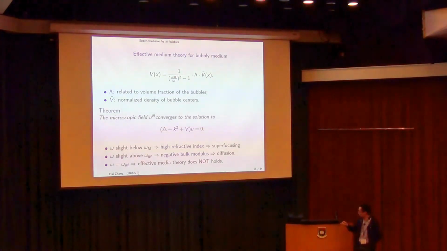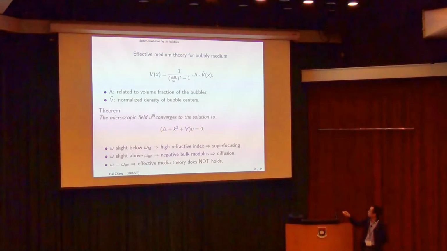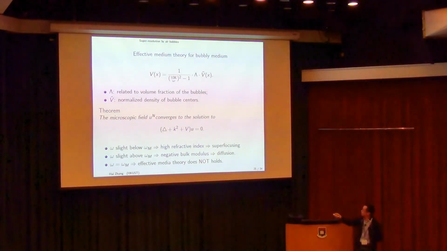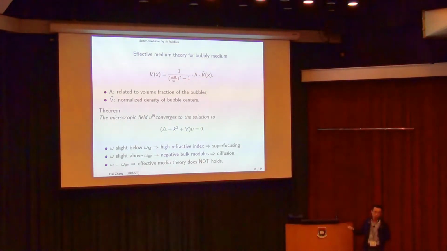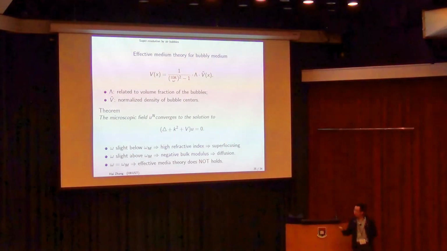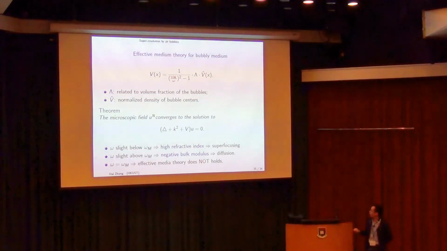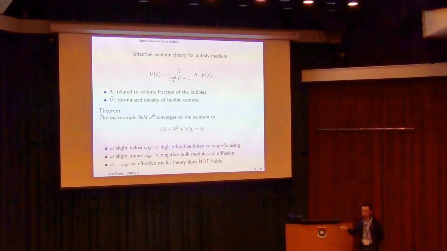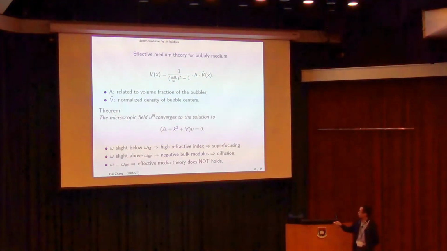On the other hand, if this frequency is above this Minnaert resonance frequency, then this number is negative, then this V is negative, and then we get an effective negative bulk modulus. Then in that medium, the wave cannot propagate. We have a diffusion phenomenon. And also, on the other hand, if this frequency is right at this Minnaert resonance frequency, we can show that there's no effective medium.